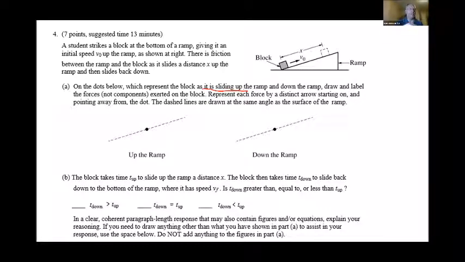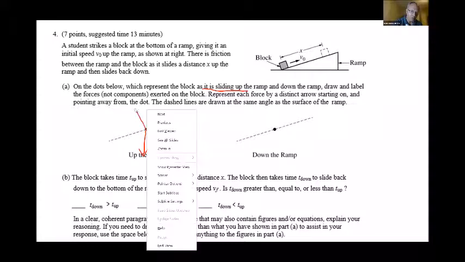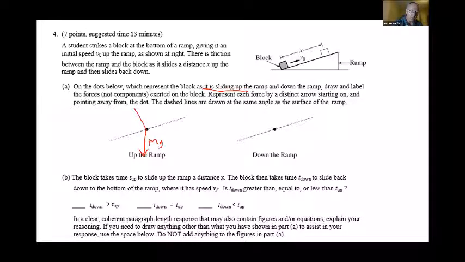And those forces you need to show are number one, the weight, which we want to draw straight down and label as just mg or weight. We know there's going to be a normal force, and that's going to be perpendicular to the surface. Maybe something like that.